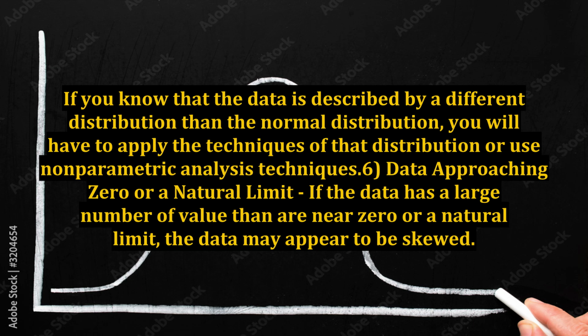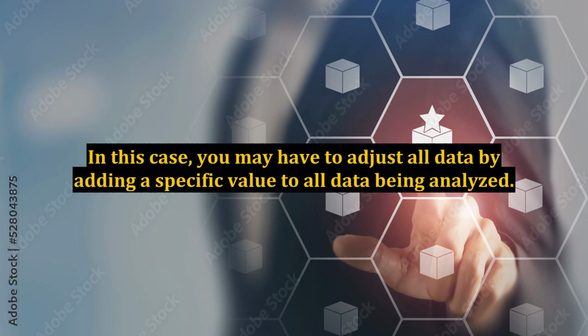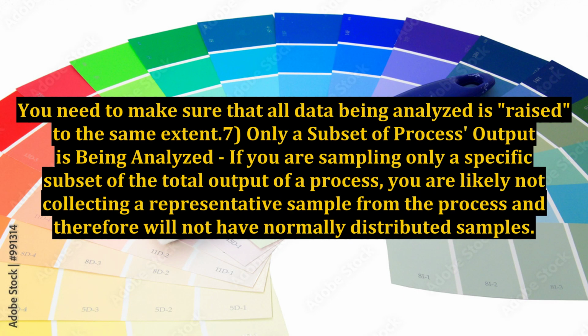Point 6. Data approaching zero or a natural limit. If the data has a large number of values that are near zero or a natural limit, the data may appear to be skewed. In this case, you may have to adjust all data by adding a specific value to all data being analyzed. You need to make sure that all data being analyzed is raised to the same extent.